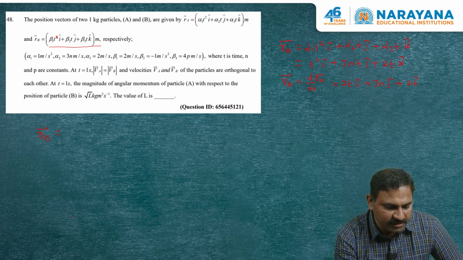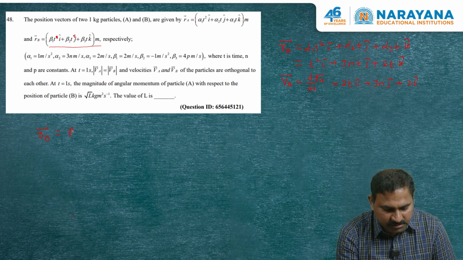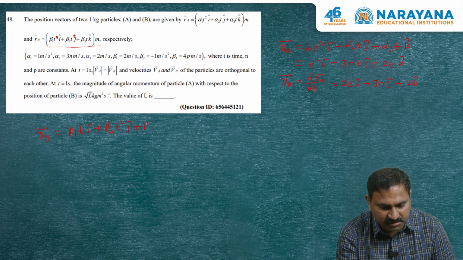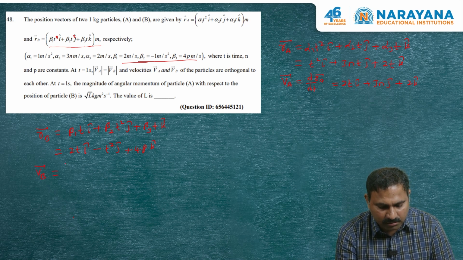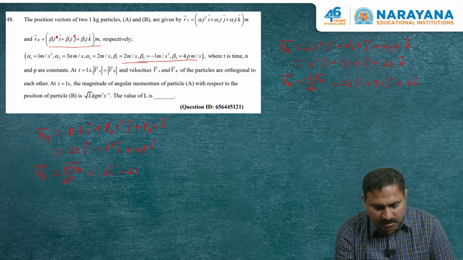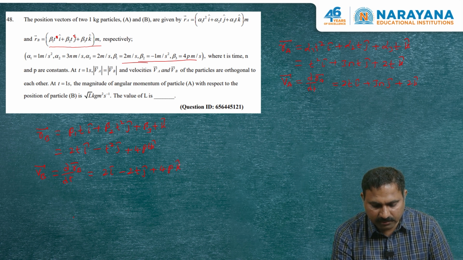In the original question it is given t, it is t square. So, let us modify this. It is beta 1 t i cap plus beta 2 t square j cap plus beta 3 t k cap. Substituting beta 1, beta 2, beta 3 values, it is 2 t i cap minus t square j cap plus 4 p k cap. Corresponding velocity Vb equal to d by dt of Rb. This is equal to 2 i cap minus 2 t j cap plus 4 p k cap.